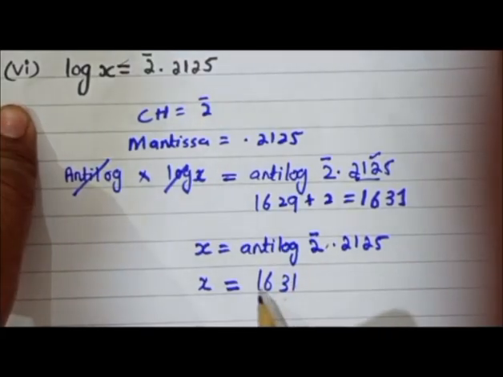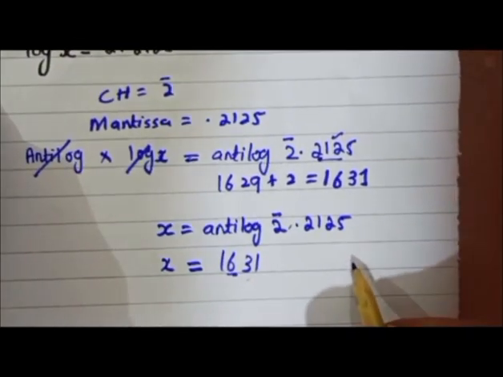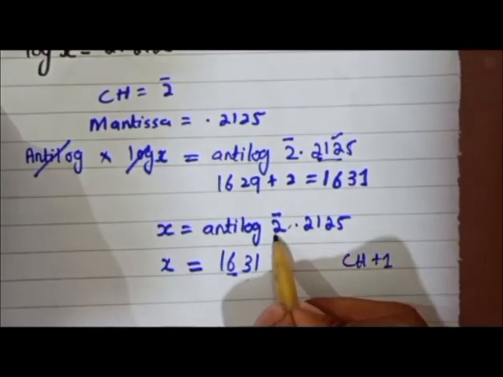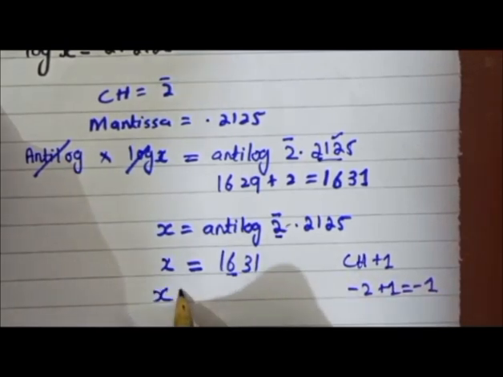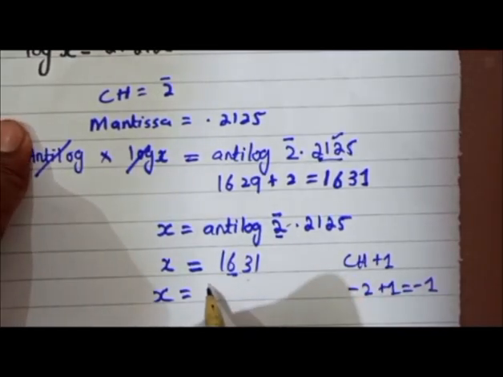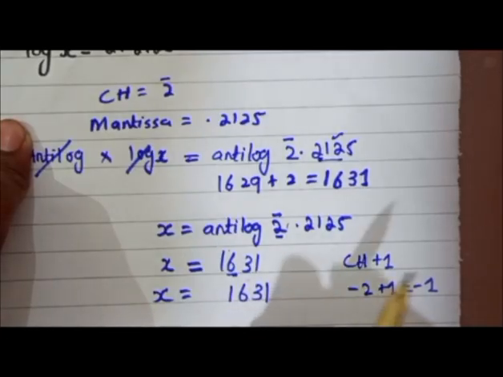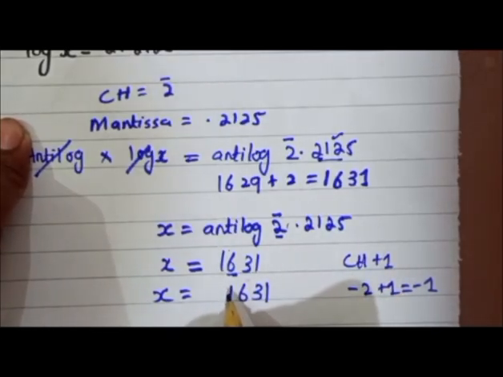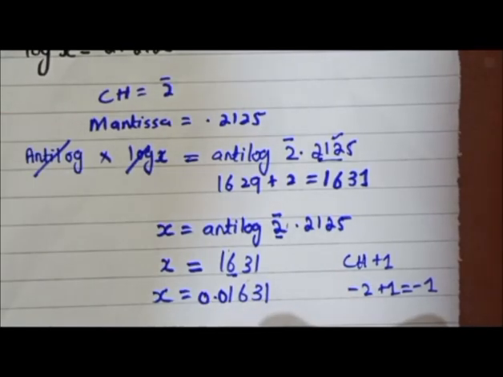So this value is not complete. I will complete it by putting the decimal point. What is the rule of decimal point? The rule is characteristic plus 1. So what is my characteristic? Minus 2. Minus 2 plus 1 will be minus 1. So see here, for bringing the decimal point, if it was plus 1, I would have put the decimal after one number. But here it is minus 1. So I will write it 1631. If it was 0 only, my decimal point was before this digit. So I will write it likewise, 0.0 means 0.01631. So likewise it will be written.